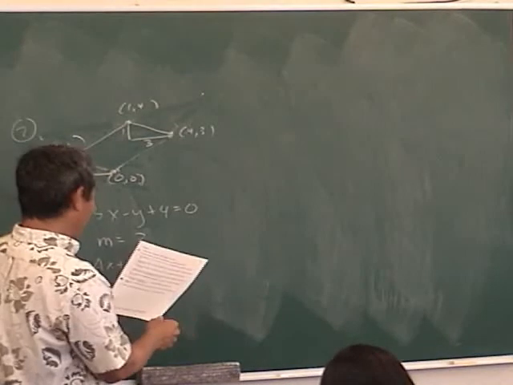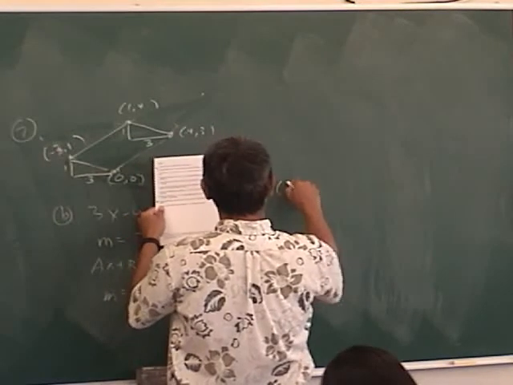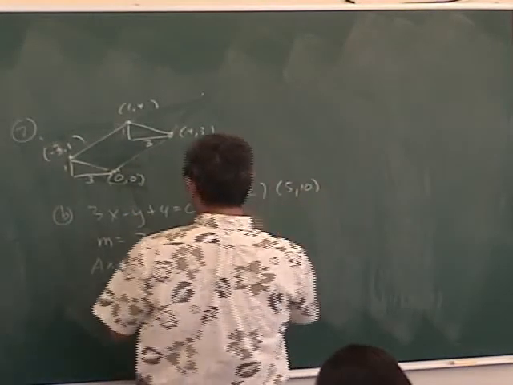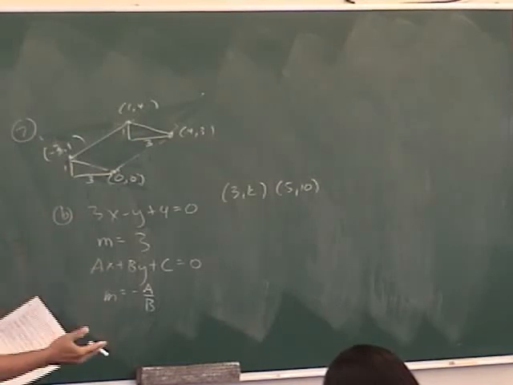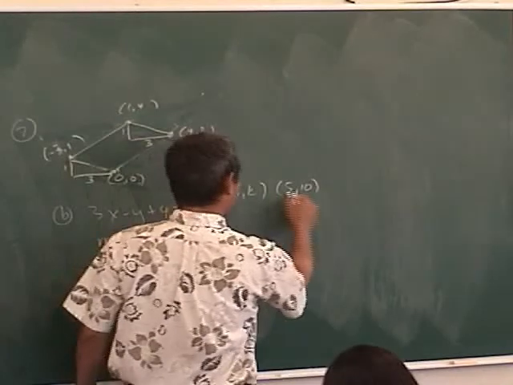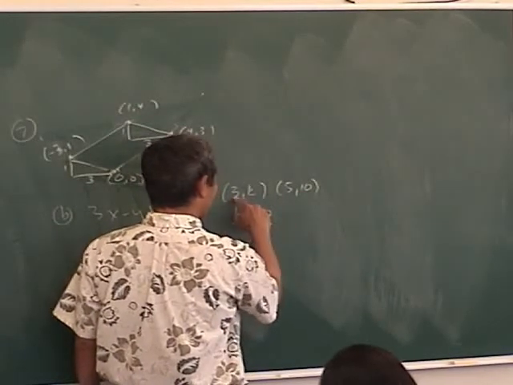Okay, for part B, it says the line joining this point with this point has to be perpendicular to this line, which means the slopes have to be negative reciprocals, right, for perpendicular. Part A, parallel, so they have to be equal, right? So how do you find the slope between these 2 points? Y minus y over x minus x.